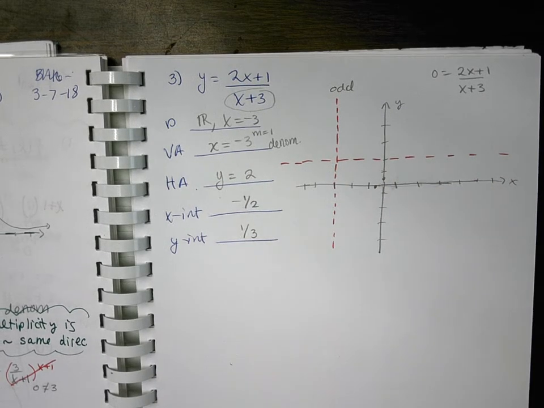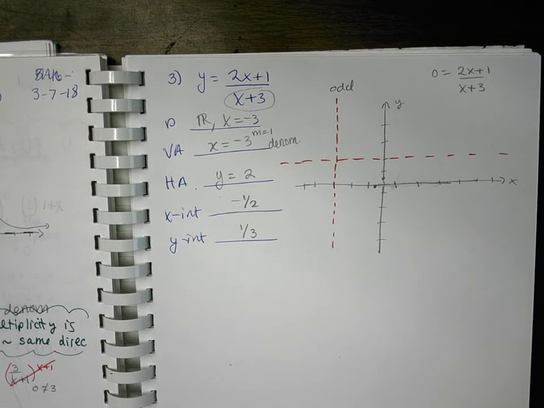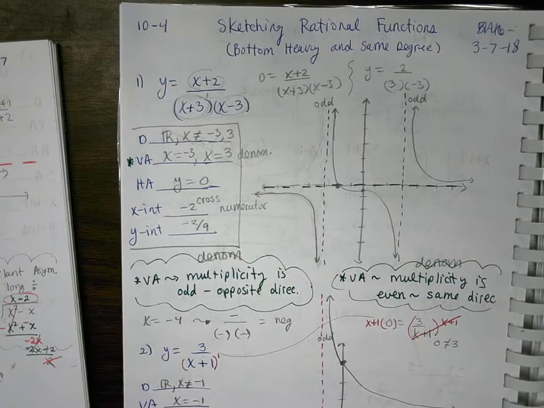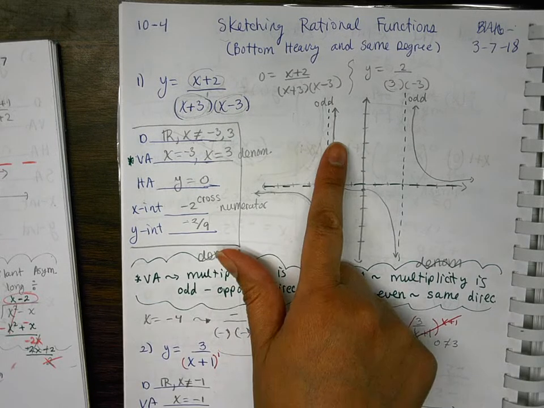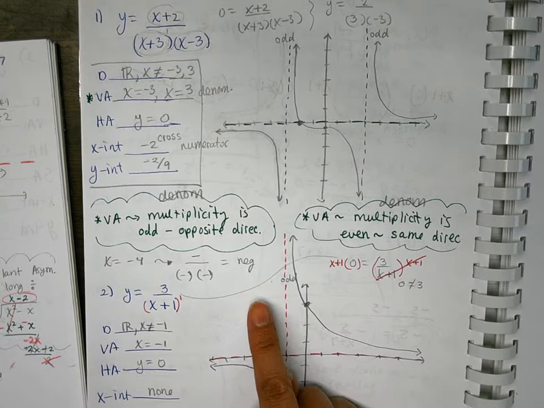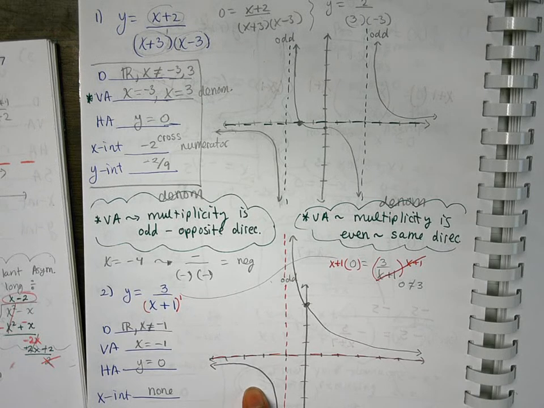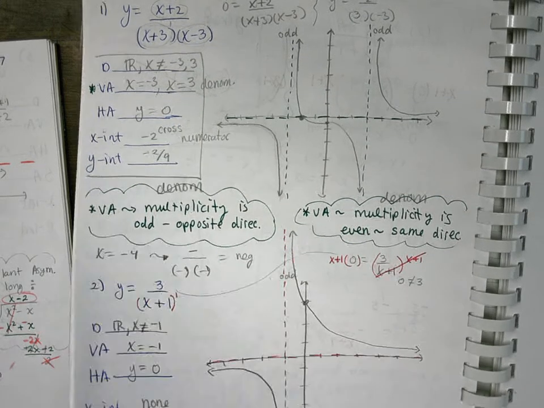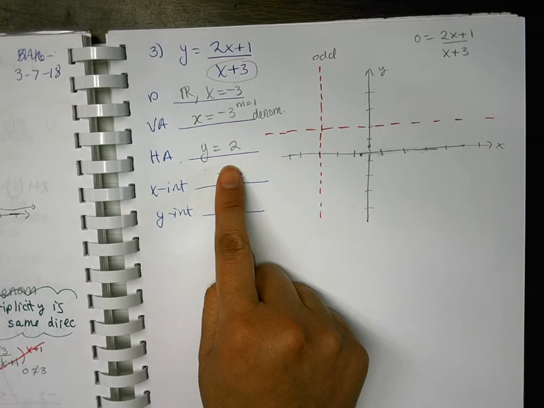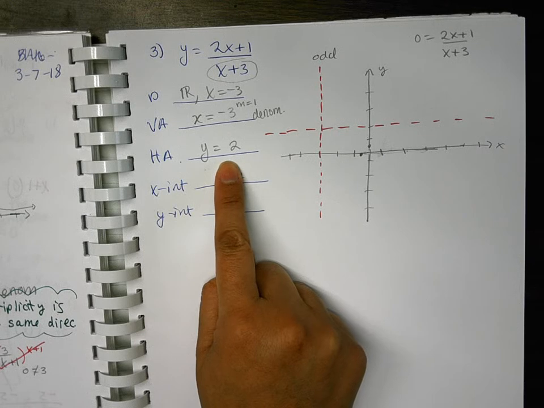Okay, now I will tell you right now, you do not have to do test values on this one, and I'll tell you why in a second. Do we have to do test values? The only time you have to do test values is when your horizontal is at y equals 0, because you don't know whether you're top half or bottom half. Now, when your horizontal is not 0, and it's a number like 2 or a half or a third, you don't have to worry about it. I'm going to explain why. Are you ready?